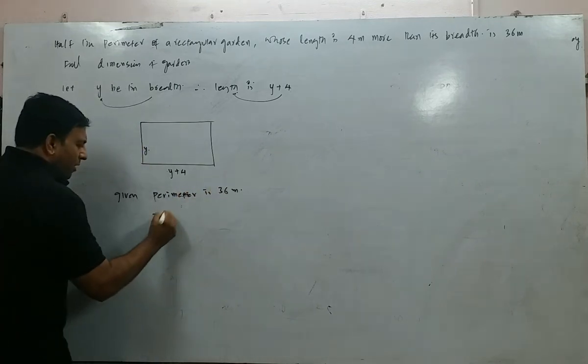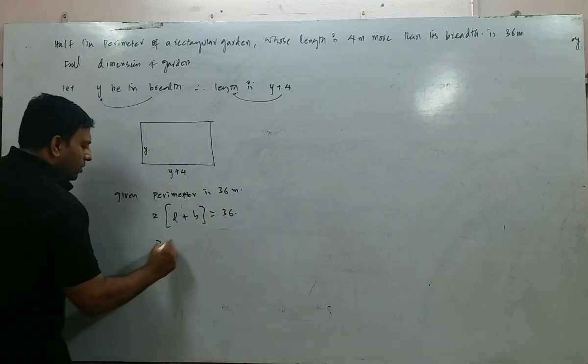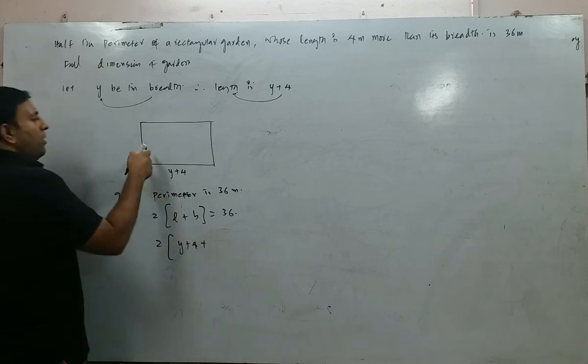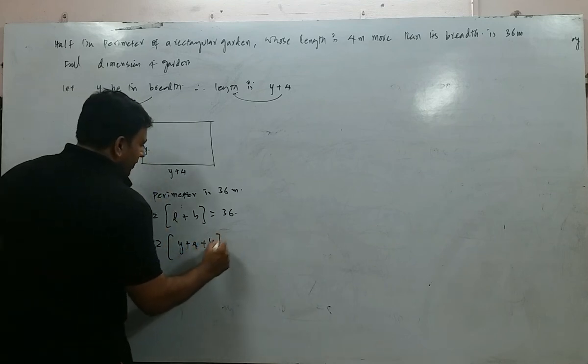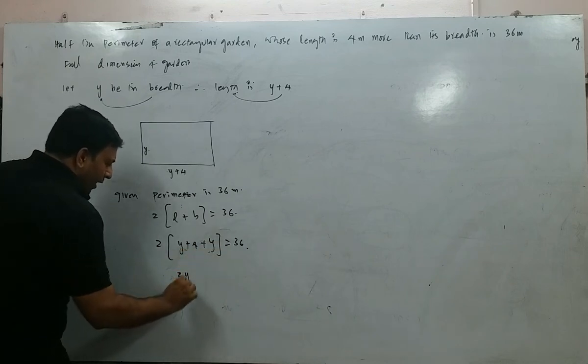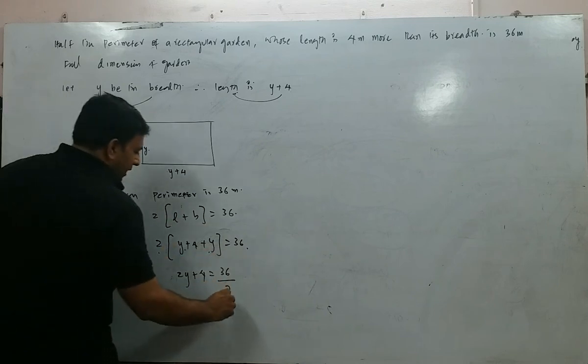Now what is the perimeter formula? 2 times length plus breadth is equal to 36. Now 2 times, what is length here? y plus 4 plus what is breadth here? y is equal to what? 36. So y plus y will be 2y plus 4 is equal to 36. This 2 will go that side, divided by 2.